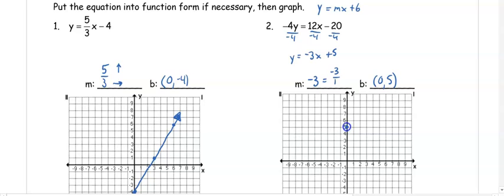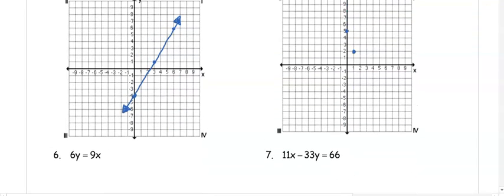So we're going to start at 5 on the y-axis with a slope of -3/1. We need to go down because it is negative and then go to the right. So at 5, I go down 3, right 1. And then I'm going to continue doing that across the graph until I run out of room. And then we can connect those points and add arrows on both sides of our line.